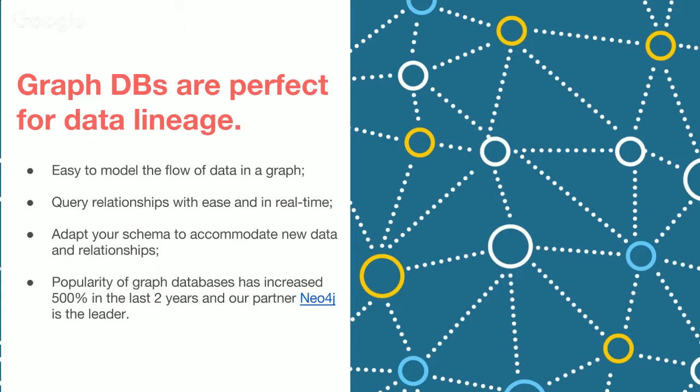A graph database typically allows you to adapt your schema to accommodate new data and relationships. So it's very, very flexible. And finally, the popularity of graph databases has increased by 500% in the last 2 years. Our partner Neo4j is the leader of that space. We see many companies relying on graph databases like Neo4j to launch effective data lineage initiatives.